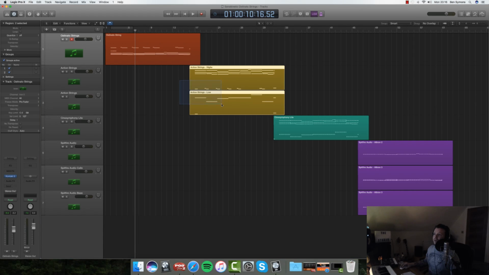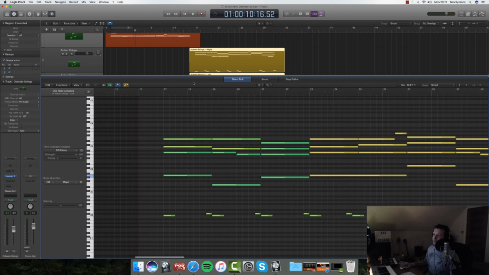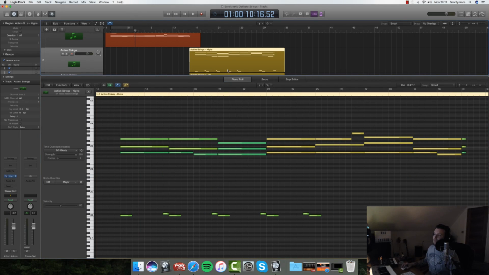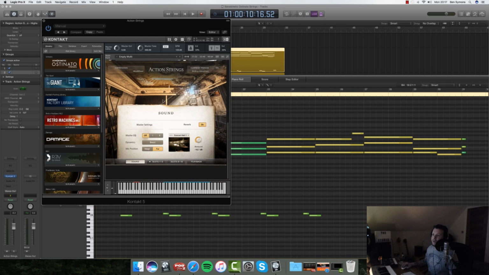Action strings, I had to use 2 patches because you can't do bass and all the treble stuff in one. Well, I don't think so anyway. So I had to do 2, which is fine.